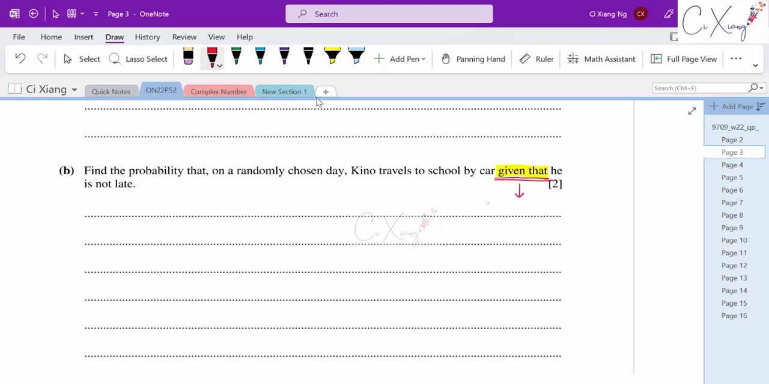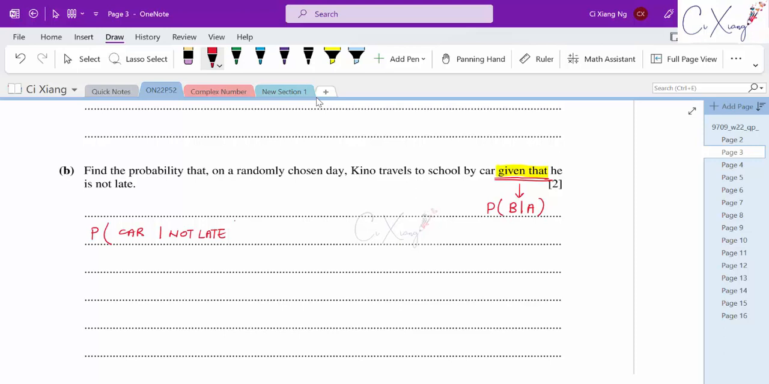For conditional probability, the symbol I should write is B given A. If we look at the question, given that he is not late means A, so A is not late. Then event B will be by car. So car is our event B in the formula, and not late is the event A in our formula.